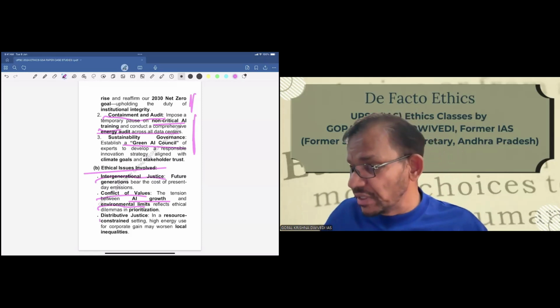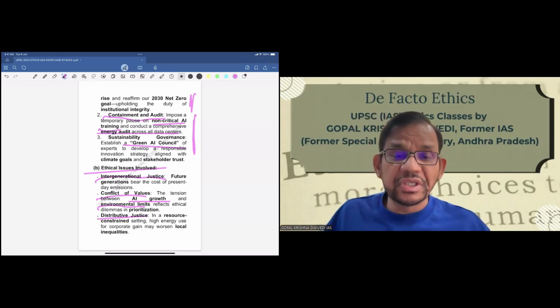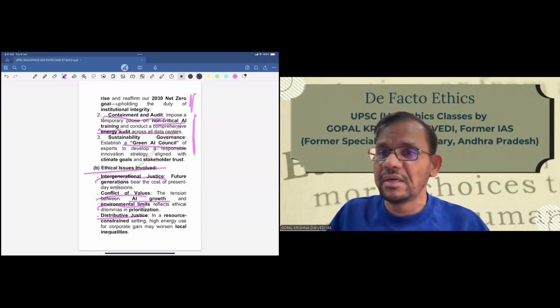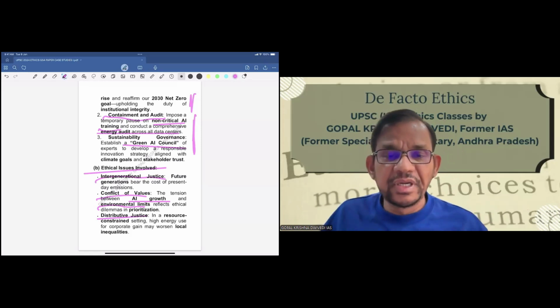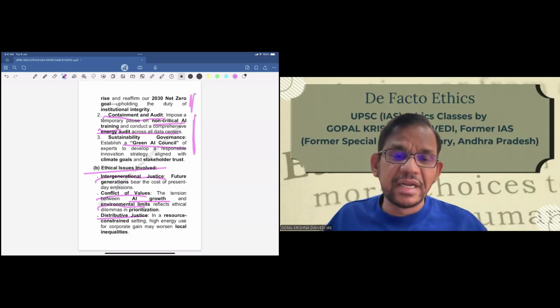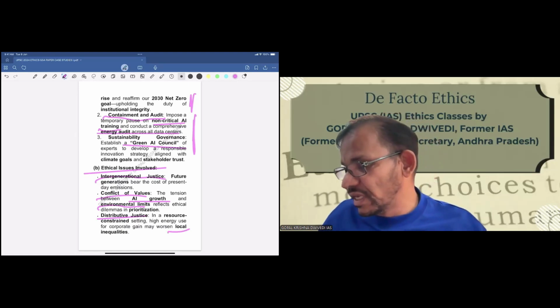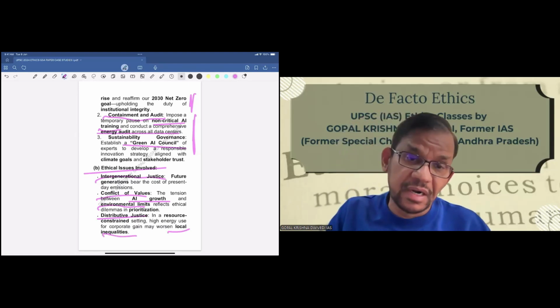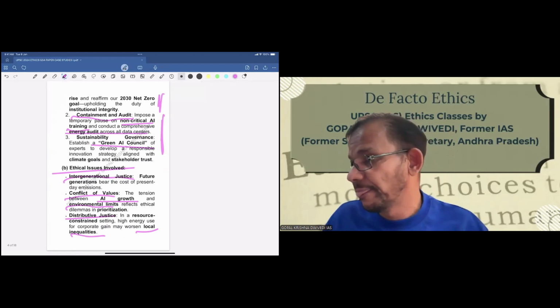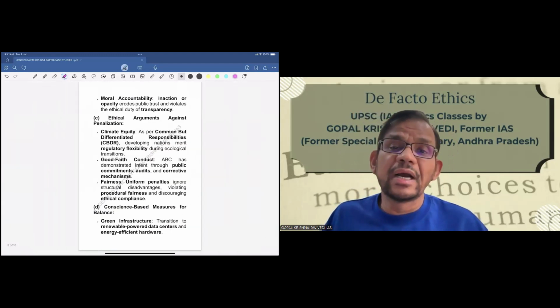Then distributive justice in a resource constraint setting, because third world, it's like that. So in a resource constraint setting, high energy use for corporate gain may worsen local inequalities. So this is again distributive justice, the third ethical issue which is involved here. Fourth, moral accountability.